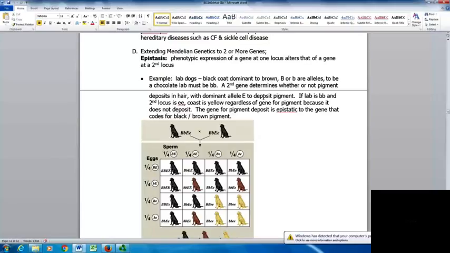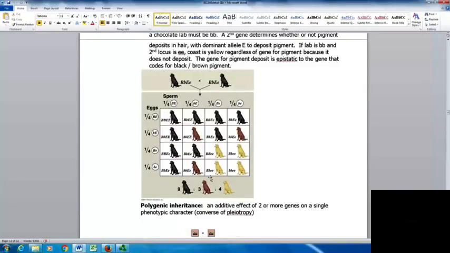So if a lab is BB, it's carrying the genes for a black coat. If the second locus is ee, they're going to end up with a yellow coat because even though they're carrying the gene to make the black pigment, the gene is saying don't deposit the pigment. The gene for the pigment deposit is going to be epistatic to the gene that codes for the black or brown pigment. If you look at the yellow labs here, they all are going to have 2 small e's. So if you breed 2 yellow labs together, there's no way of getting any other color because none of them will deposit any pigment. There's no big E's in the mix to be passed on to future generations.